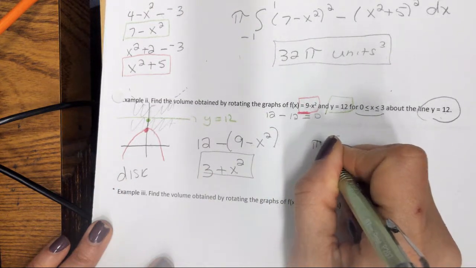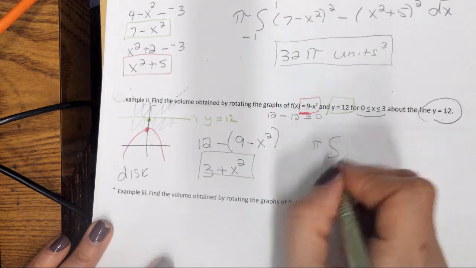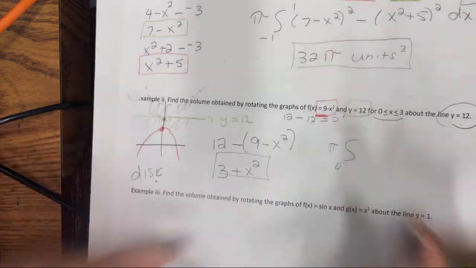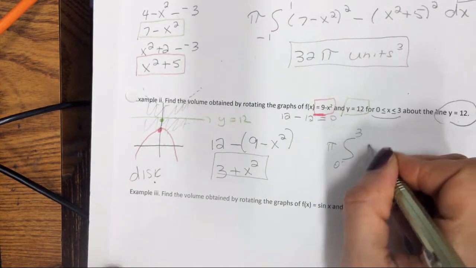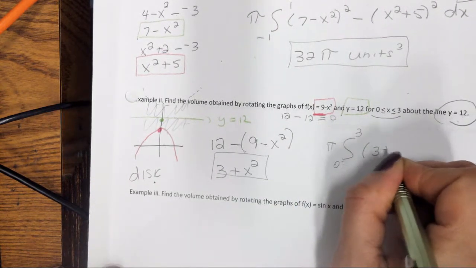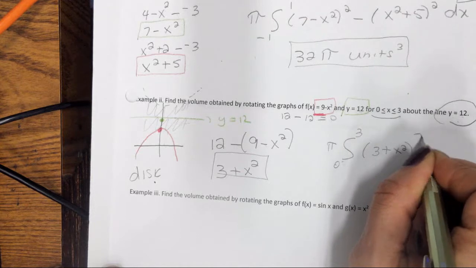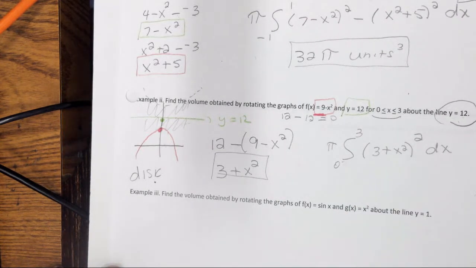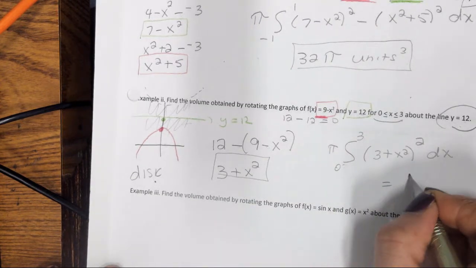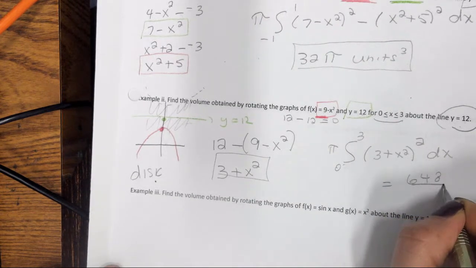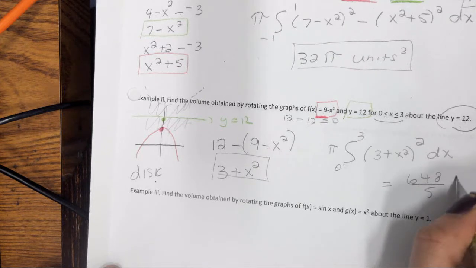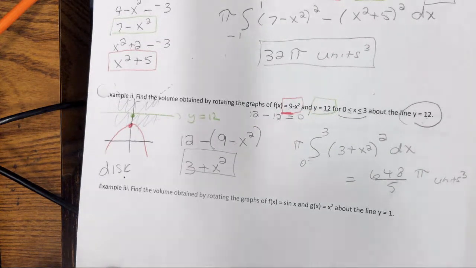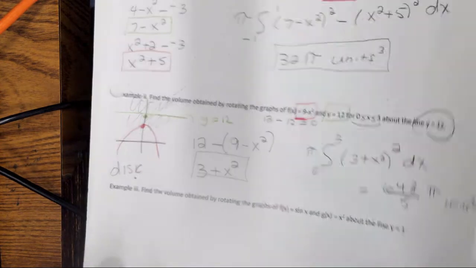So I have pi, I have the interval they give me, oops, my interval is from 0 to 3, my function is now 3 plus x squared, my r squared, dx. And when I plug this into the calculator, I get 648 over 5 pi units cubed. One more example.